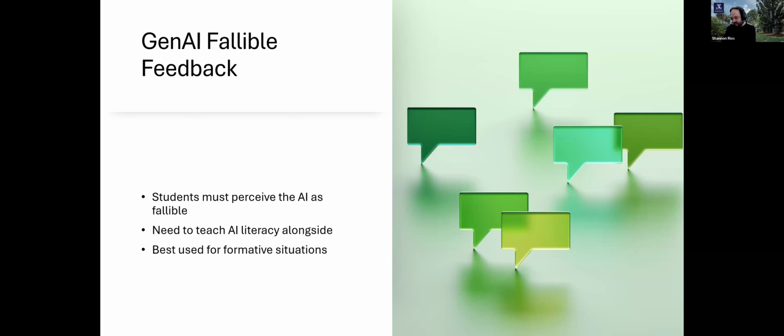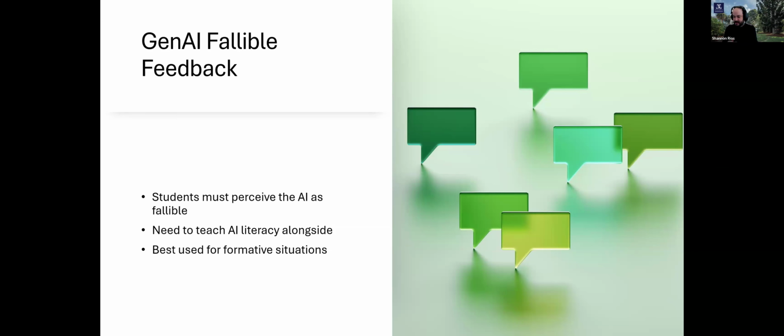So in this case, the students must perceive the AI as fallible for this to work. If they're not perceiving it, and for whatever reason, due to the structure of the activity or the students' own personal beliefs, they're assigning more authority to it than not, then that's a problem that you need to be solving in this regard.